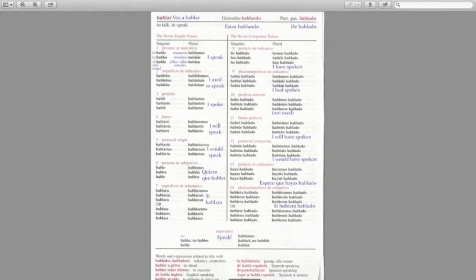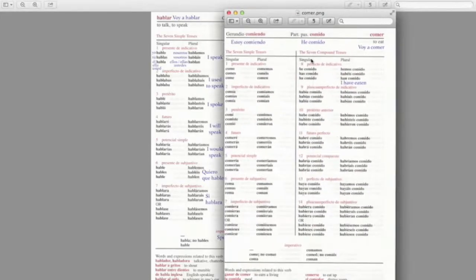Okay, so again, if we pulled up comer, it would be, okay, this is a different side of the page, so the top is reversed, but comer, to eat. So I'm going to eat, voy a comer. I want to eat, quiero comer. I have eaten, he comido, and I am eating, estoy comiendo. What are you doing? ¿Qué estás comiendo? ¿Qué estás haciendo? I'm eating. Estoy comiendo. And so on and so forth.